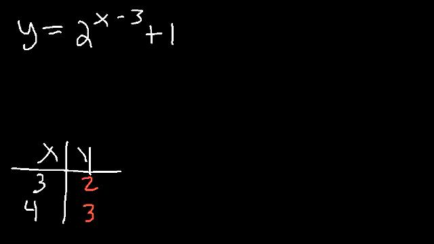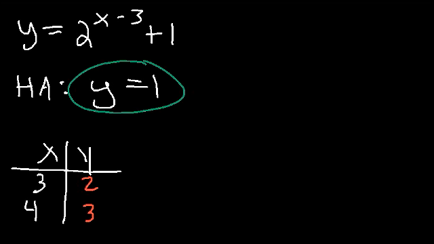This number that you see on the outside, the plus 1, that's the horizontal asymptote for the exponential function. Exponential functions have horizontal asymptotes. Logarithmic functions have vertical asymptotes. So the equation for the horizontal asymptote is y is equal to 1. Once you have the asymptote and 2 points, you have all that you need to graph the exponential function.